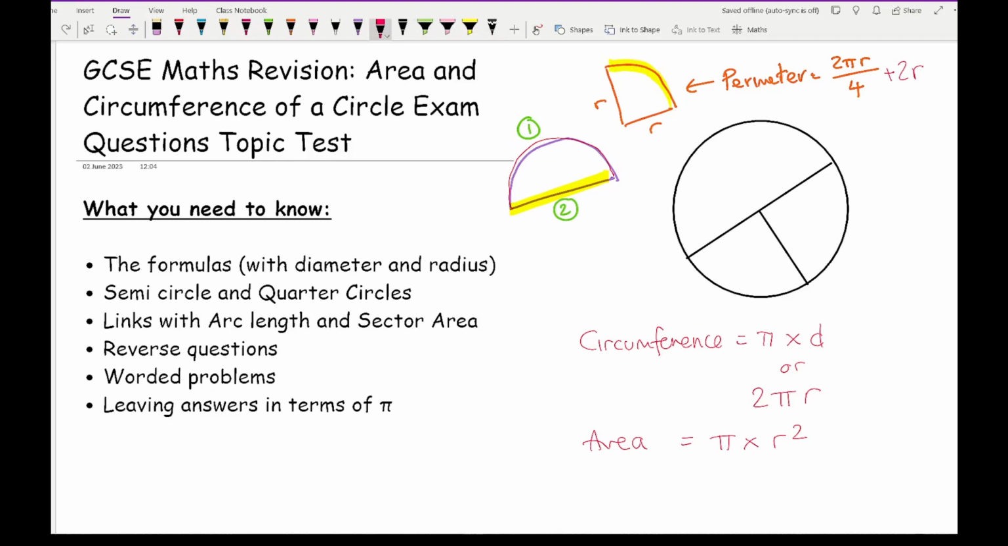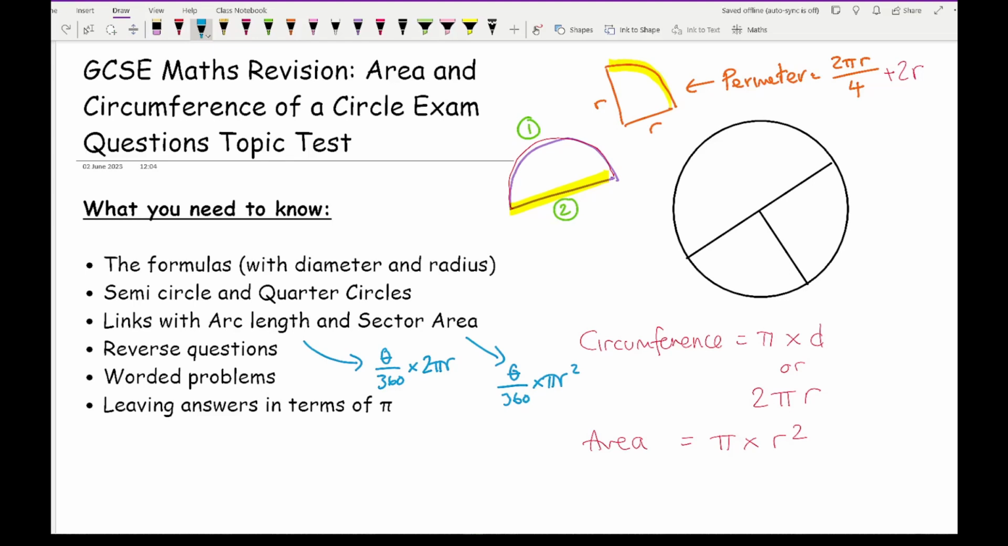The next thing you then need to know is the links between arc length and sector area. Now arc length is theta over 360 multiplied by 2 pi r, and sector area is theta over 360 multiplied by pi r squared, and that in itself has a separate topic test, which again I'll include a link to in the description. You also need to be able to do reverse questions.